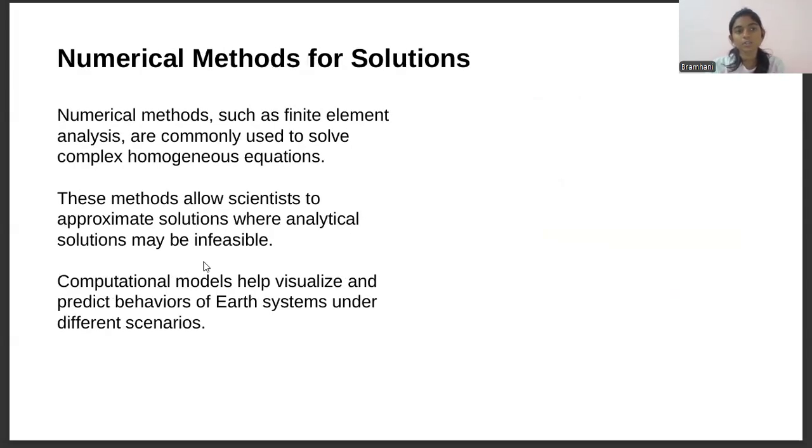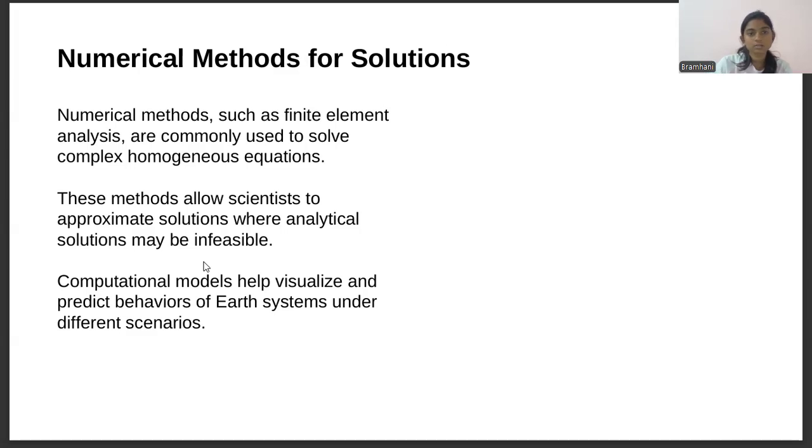Numerical methods for solution. Numerical methods such as finite element analysis are commonly used to solve complex homogeneous equations. These methods allow scientists to approximate solutions where analytical solutions can be infeasible. Computational models help visualize and predict behaviors of Earth systems under different scenarios.